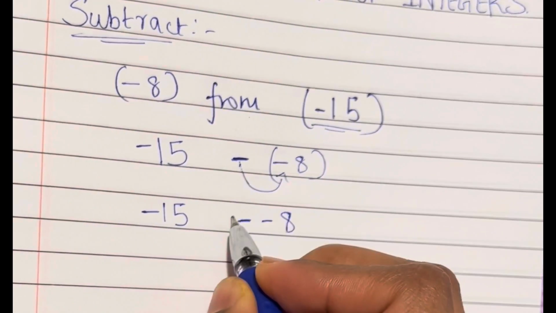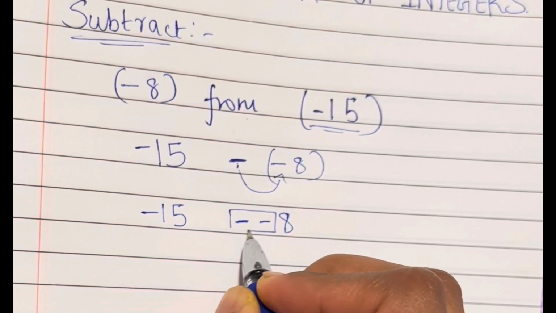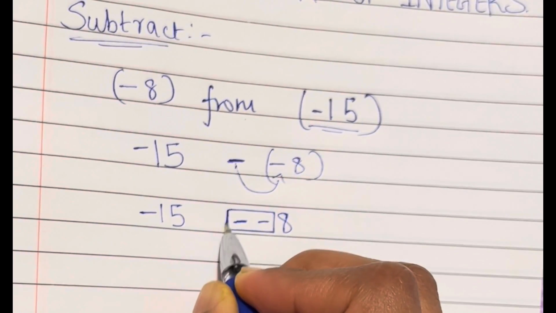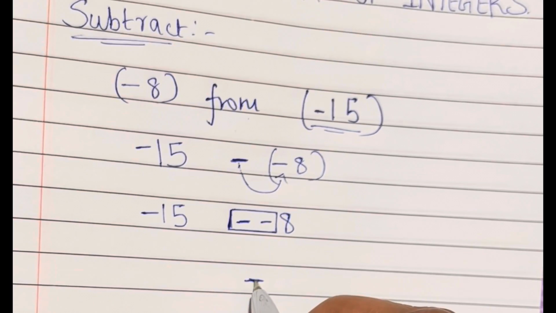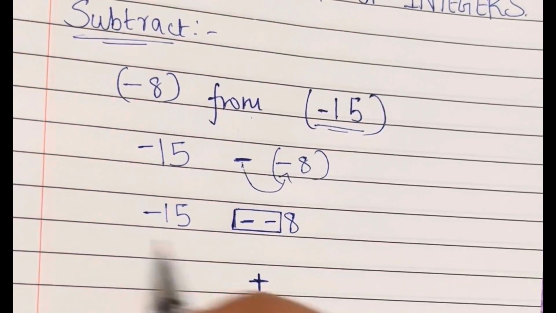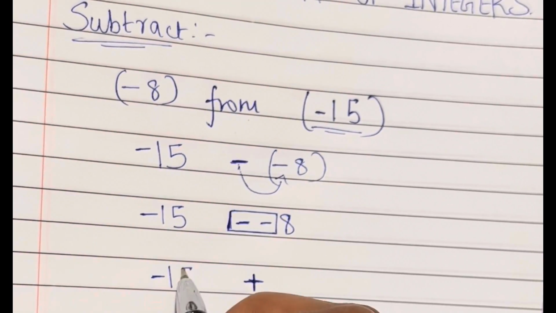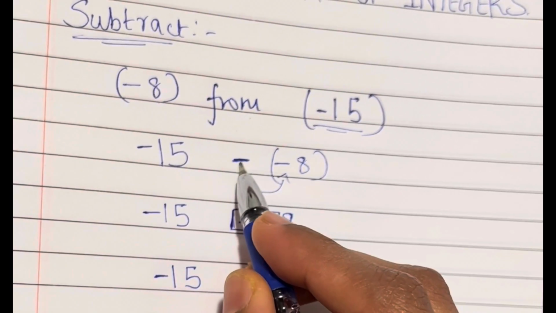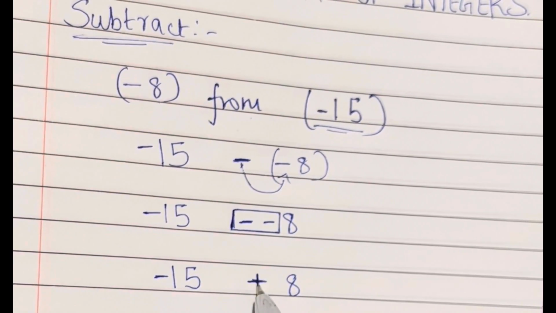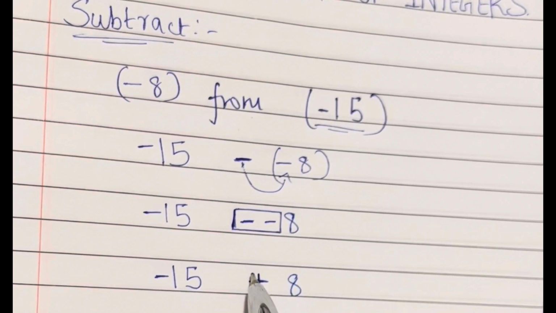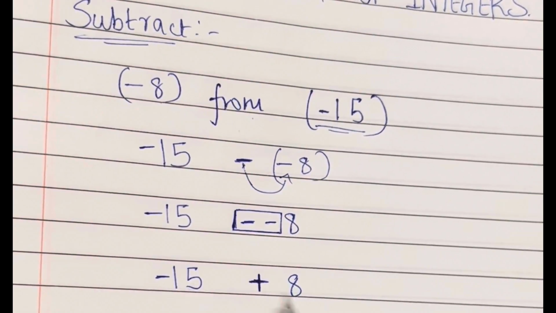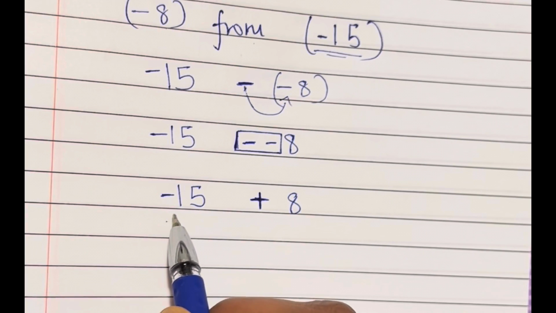Okay, now you see minus and minus is coming together, right? So when minus and minus come together, it will turn into plus. The rest will remain as such. You open the bracket, and then minus minus becomes plus. Now this is a rule: minus and minus becomes plus. Now you see the expression. It is minus 15 plus 8.